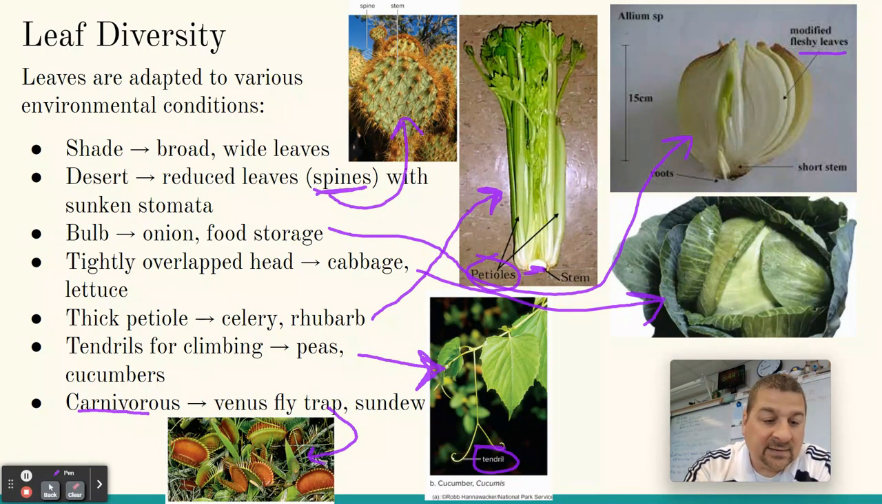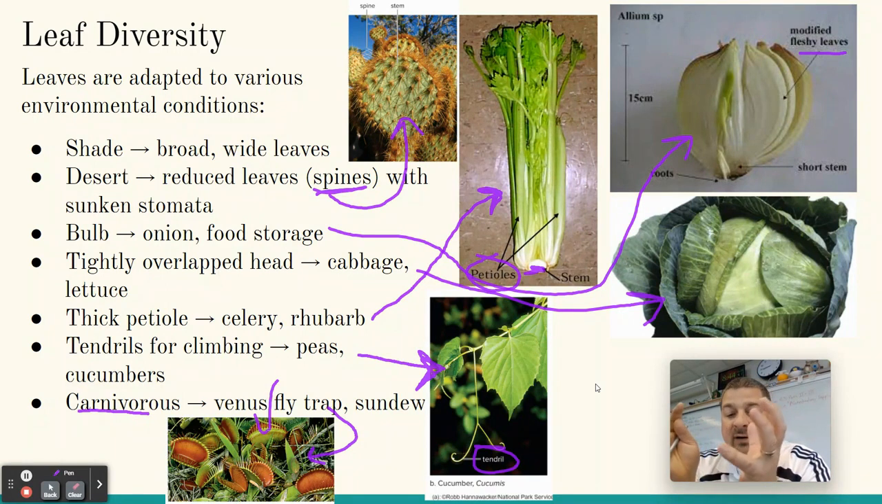You can see here that the leaves are in fact green, but they do have little triggers or little things that will attract insects so that they will snap shut, digest them, break them down for their nitrogen compounds. And that's it for the vegetative organs of a plant.